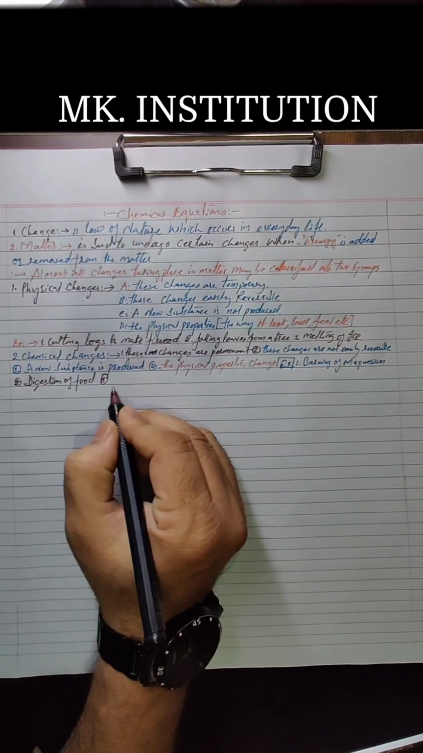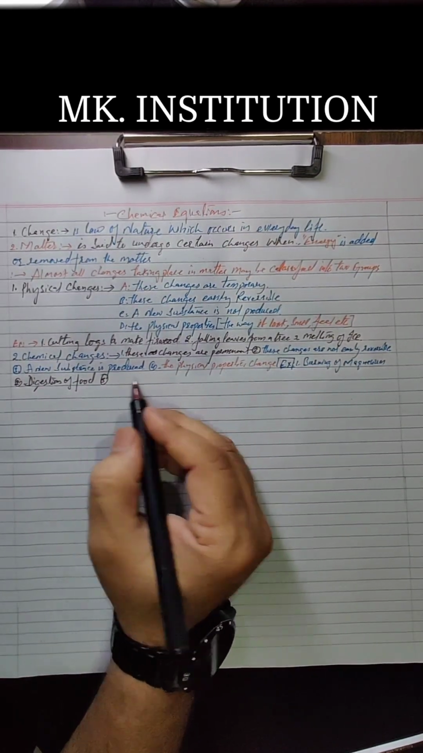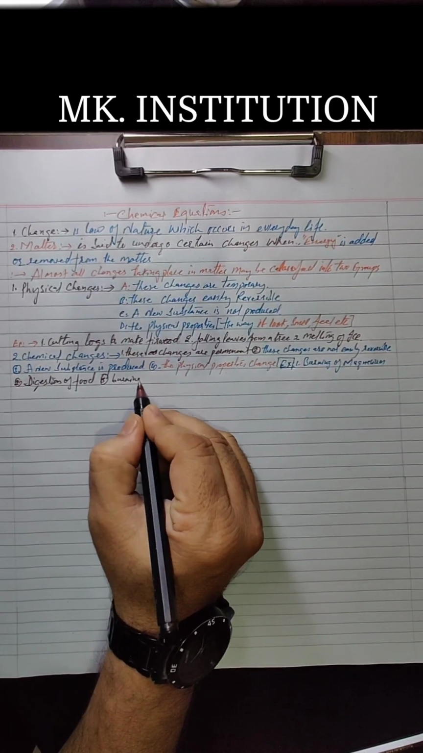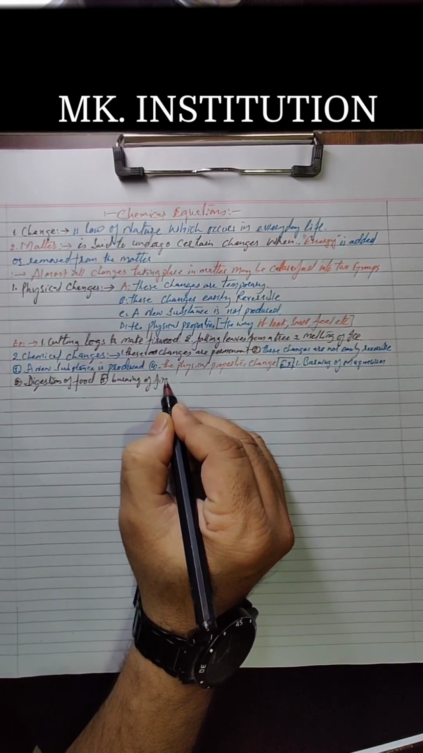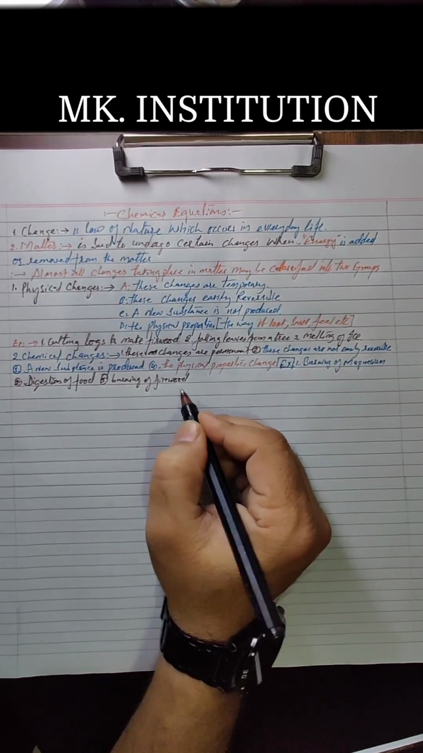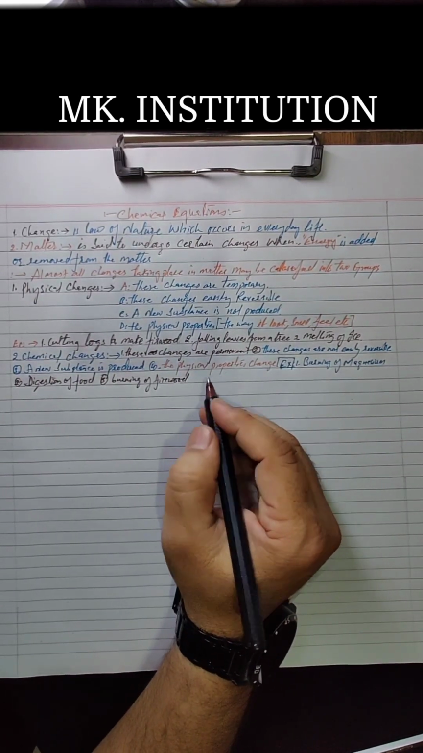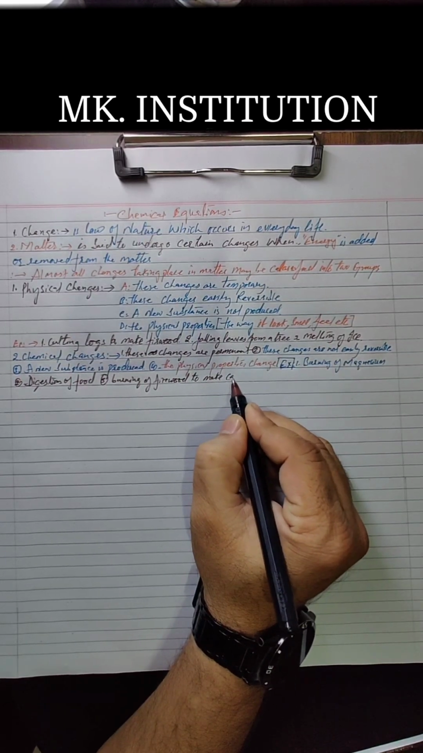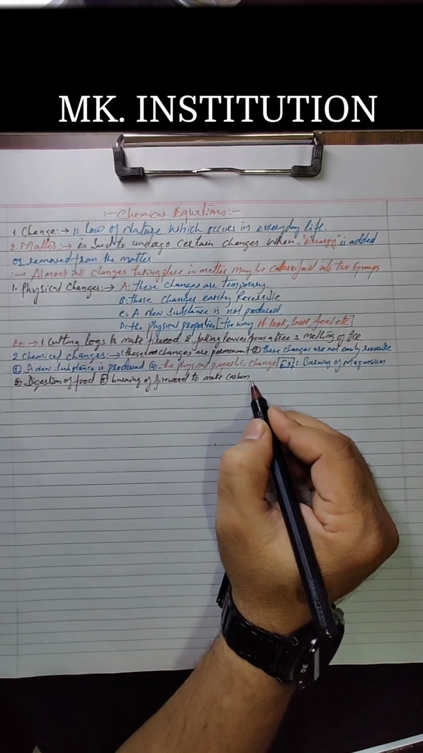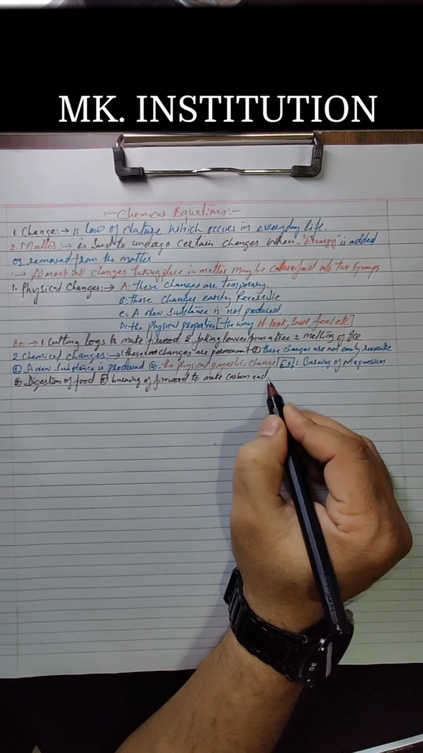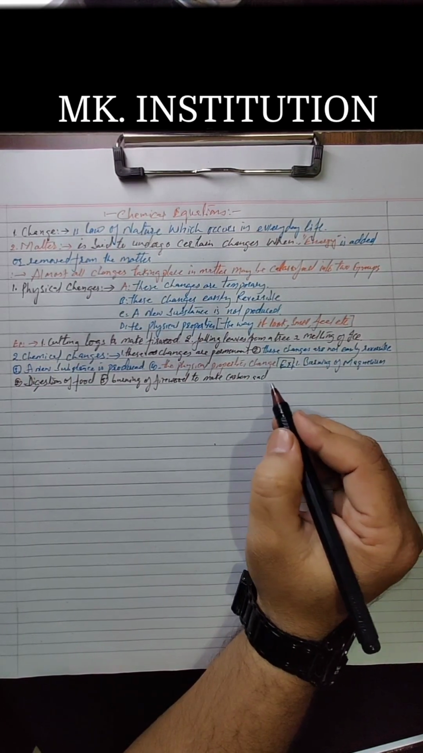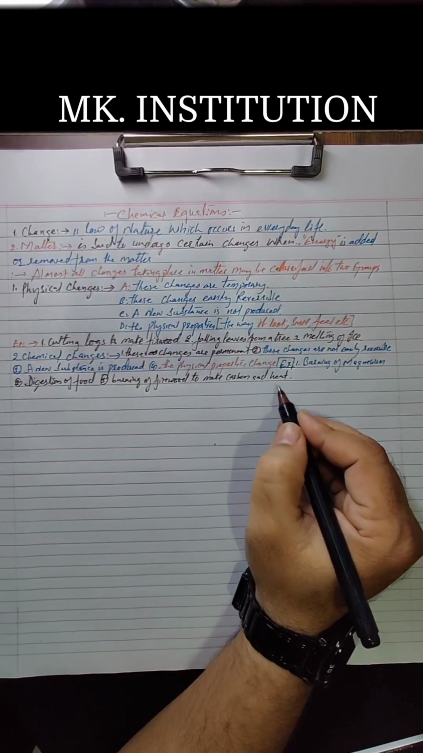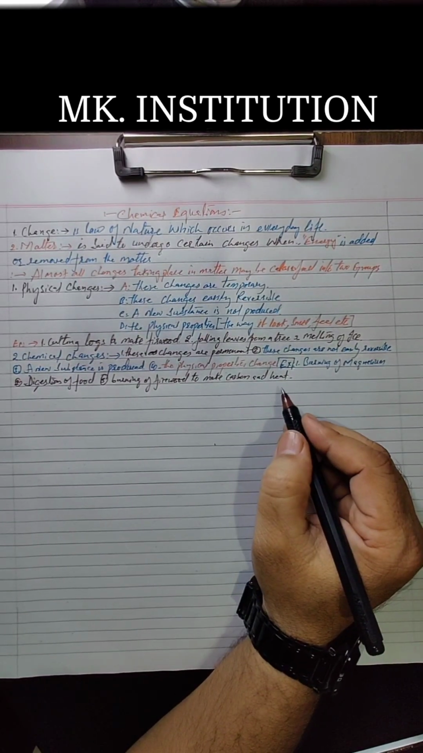And next, the third one, you can tell: burning of firewood. Same thing you can take here. Burning of firewood to make carbon and heat. If you burn the wood, you'll get carbon, charcoal, as well as heat produced. Clear? And from this you can't make the wood again.